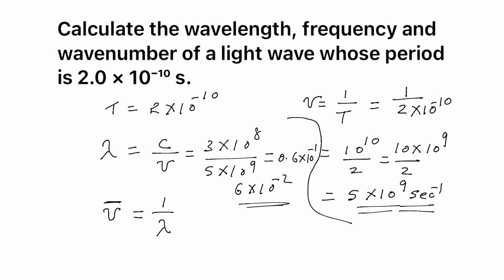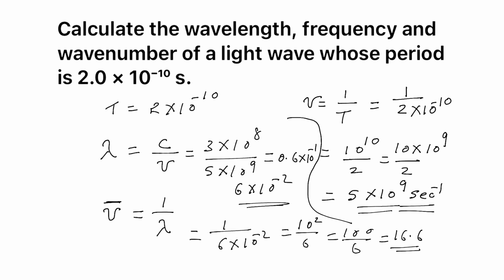Now, what is nu bar, wave number? It is 1 by lambda. So what is that? 1 by 6 into 10 raised to minus 2. So if you want, you can write 10 raised to 2 by 6, which means 100 by 6. What is 100 by 6? On dividing, you will get 16.6. Okay, what is the unit?